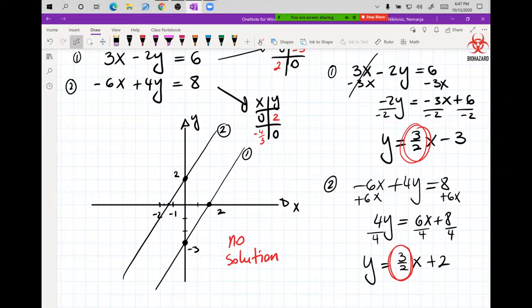So let's take a short break. When we come back, we are going to talk about these problems again, but this time we are not going to graph them. We are going to solve them by what we call method of substitution.